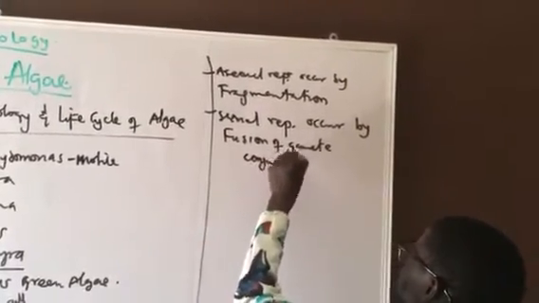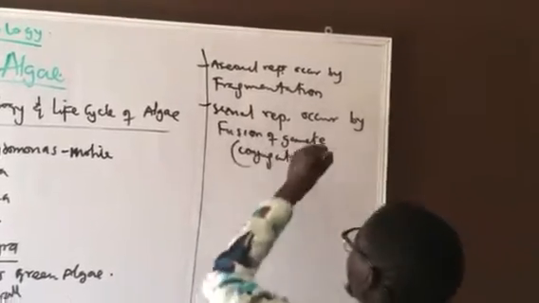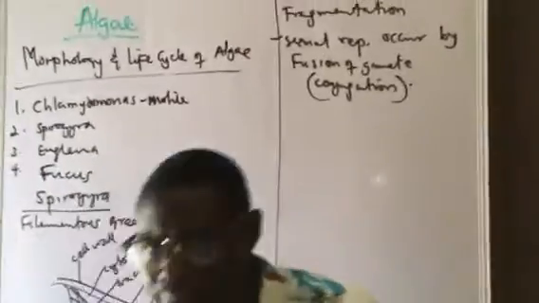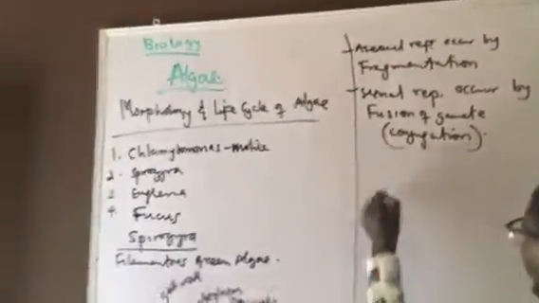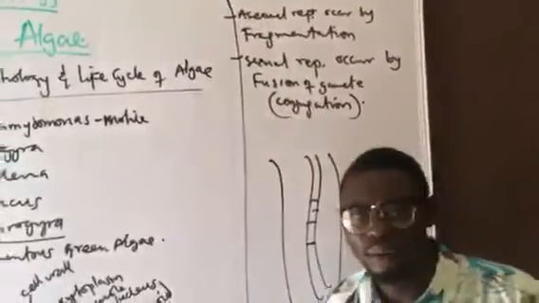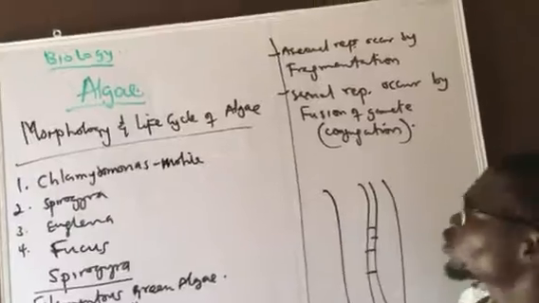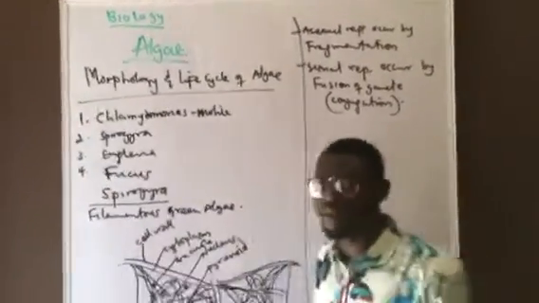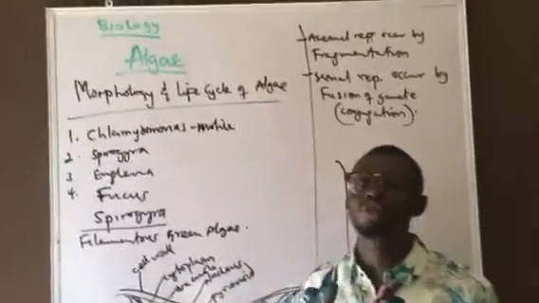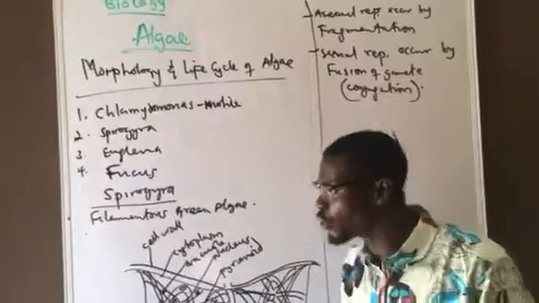And this conjugation occurs when we have two different strands of Spirogyra that lie side by side. So when two strands of Spirogyra lie side by side, there will be transmission of genetic material from one Spirogyra to the other. And when the gametes pass from one Spirogyra to the other, they form a conjugation tube, after which there is fusion of gametes.